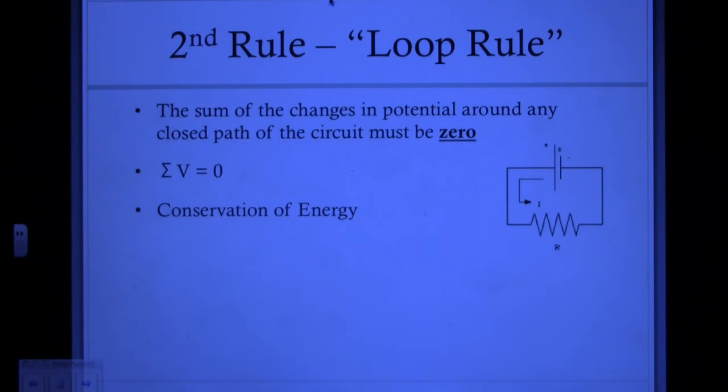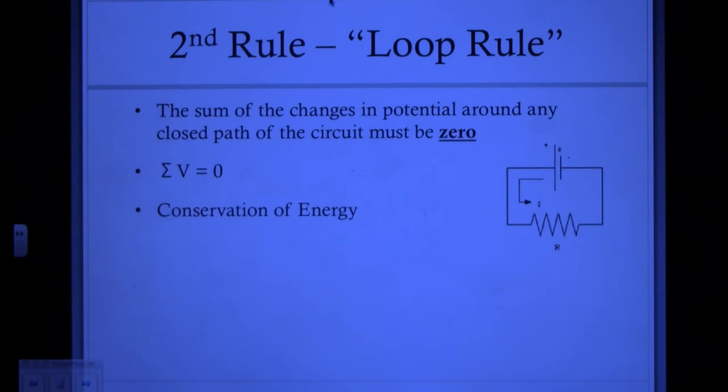Because the charge must carry no energy by the time it returns to the battery, the energy lost in the resistor must be equal to the gain in energy through the battery. If there are multiple resistors in a given loop, then the total loss of energy through all the resistors is equal to the total gain in energy through the battery.